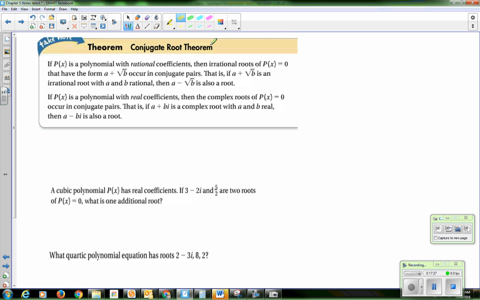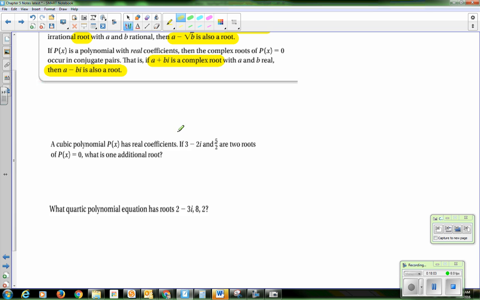The conjugate root theorem: if a plus root b is a root, then a minus square root of b is also a root. And that works for complex roots as well. If a plus bi is a complex root, then a minus bi is also a root. So we just need one to be able to determine the other.